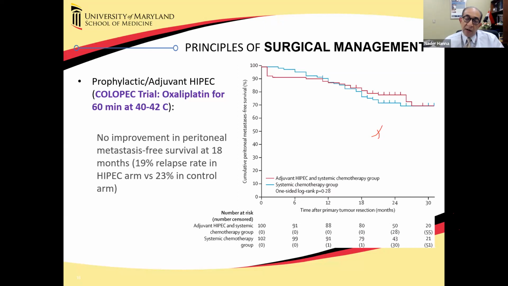So this trial has a lot of criticism, but nevertheless, it's out there, it's published, so this is what the data shows. Now, most people, because in the US we can't do this without insurance billing, very much so we don't do it because of that particular trial.